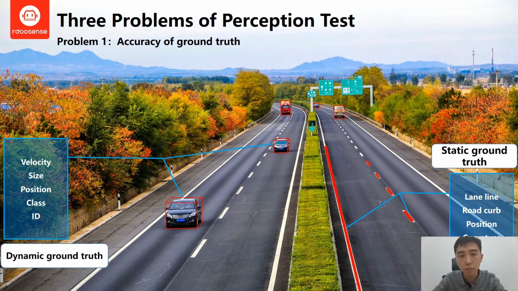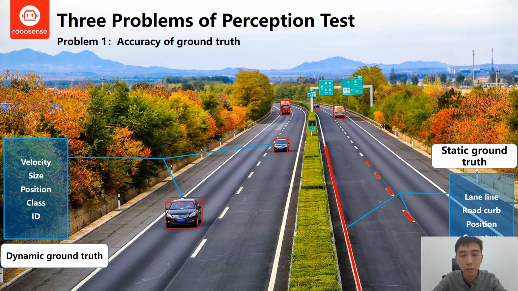So the first problem is the accuracy of ground truth. The basic logic for test or validation is very simple. First, we need to get the result of the sensor under test. We call this the DUT result. And then we need a reference result. We call it the ground truth. Then we compare the difference between the ground truth and the DUT result. Then we know the performance of our sensors. So here's the first problem. How can we guarantee the accuracy of the ground truth?